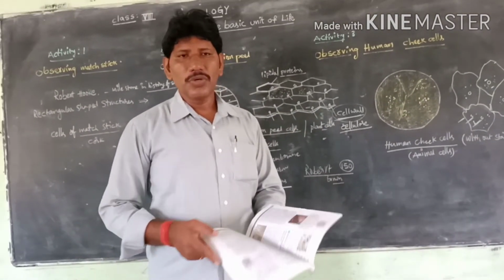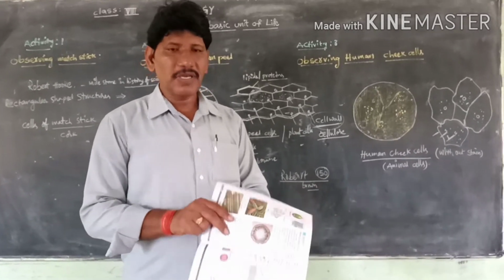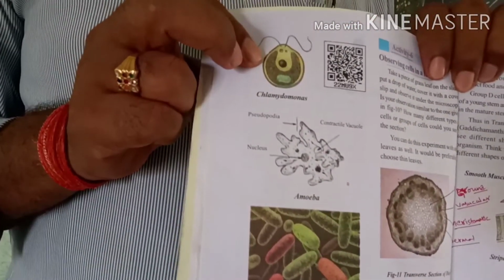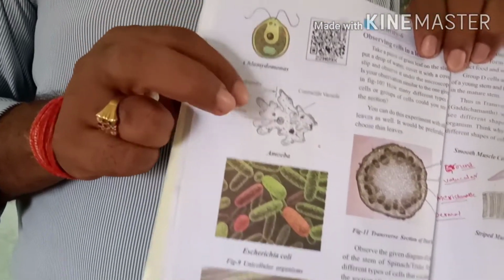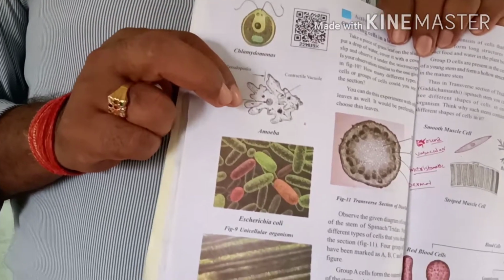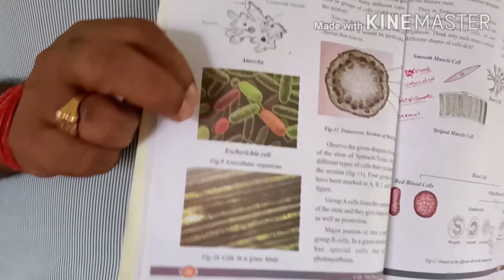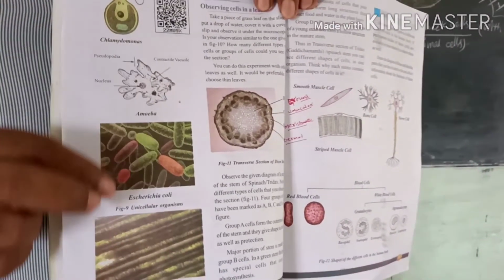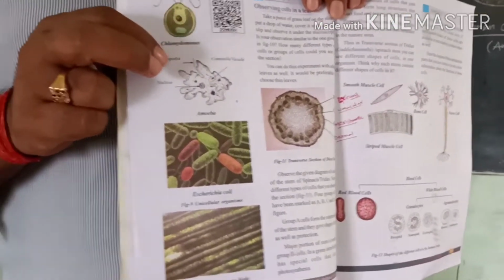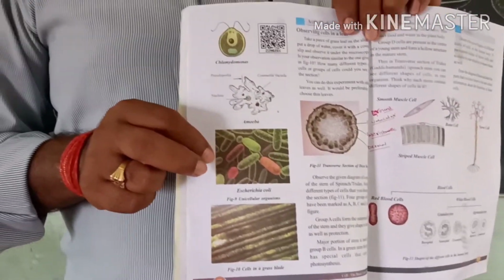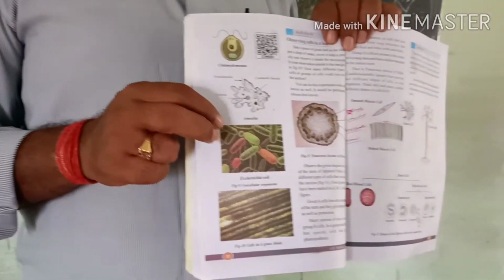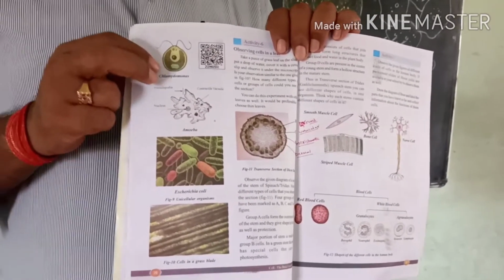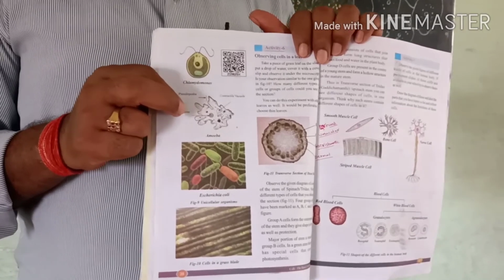So diversity in the cells means we have different types of organisms. Some of the organisms are single cell organisms like Chlamydomonas and amoeba. These are called single cell organisms. Like Escherichia coli, bacteria, and algae, which has a blade-like structure. Now we are going to observe some of the permanent slides which are available in our science laboratory. While we are observing under the microscope, it should look just like the textbook figure.